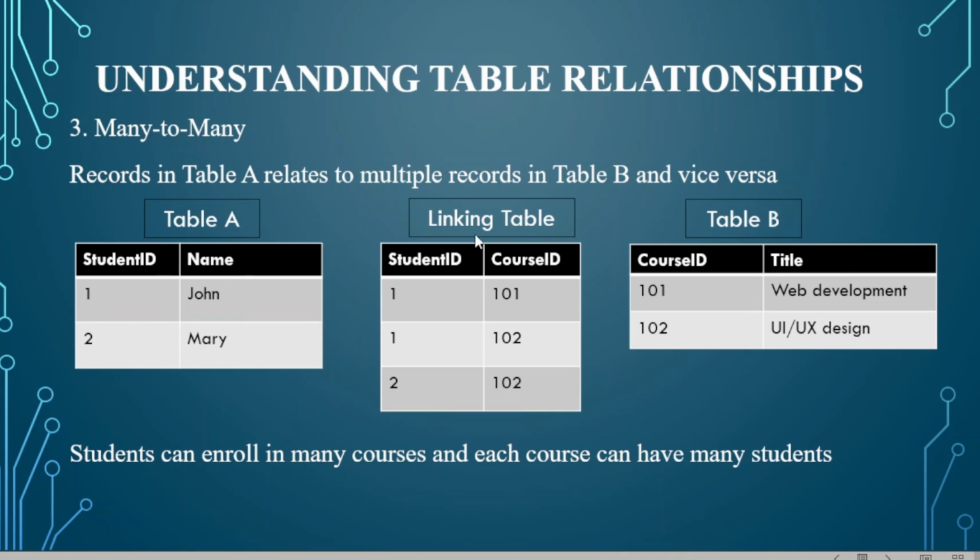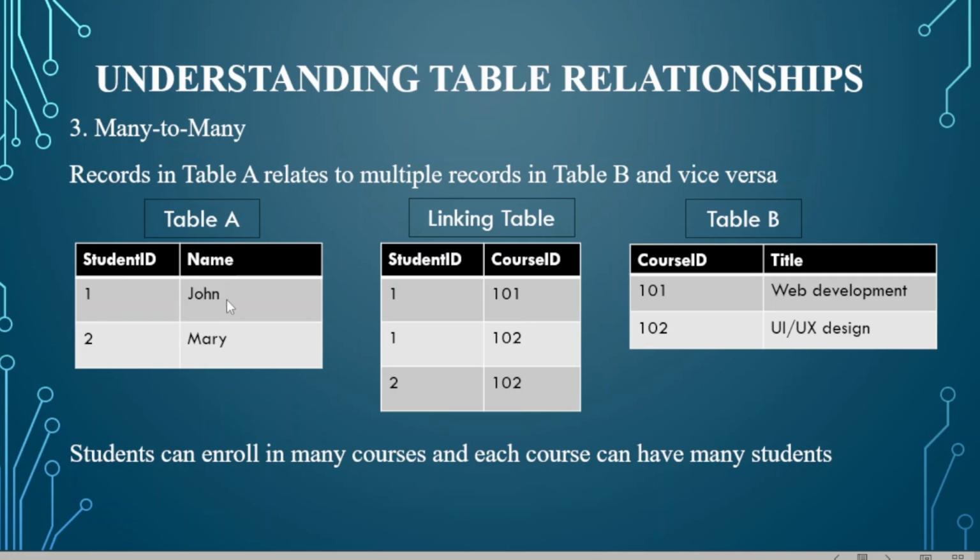That is why there is a linking table here. And this linking table brings together the two IDs, and we have 1 1, 2 1, 0 1, 1 0 2, 2 0 2 here. So in a many-to-many table relationship, records in table A will relate to multiple records in table B, and records in table B can also relate to multiple records in table A, vice versa.